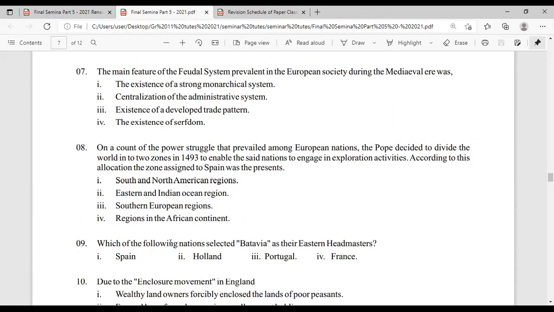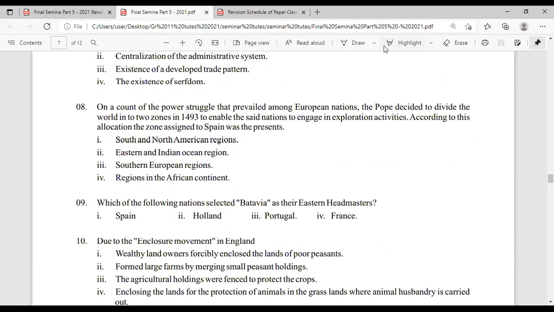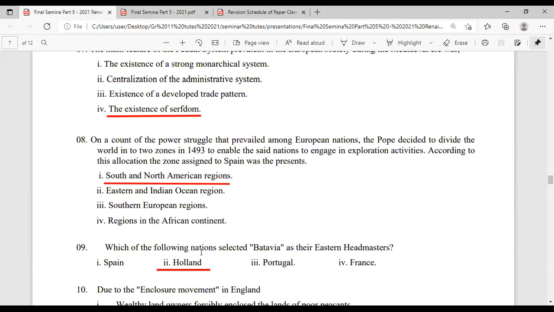Number 9. Which of the following nations selected Batavia as their eastern headquarters? Batavia, you know it. Yes, many gave the correct answer. Yes, Holland. And now this is also an Industrial Revolution question once again, because I told you that when selecting all the MCQs related to the 8th question I have selected.